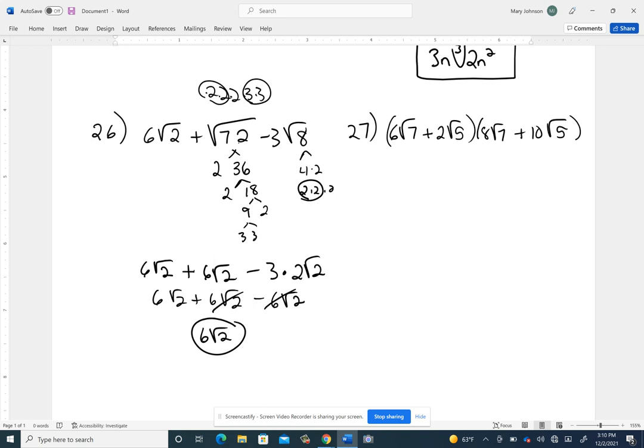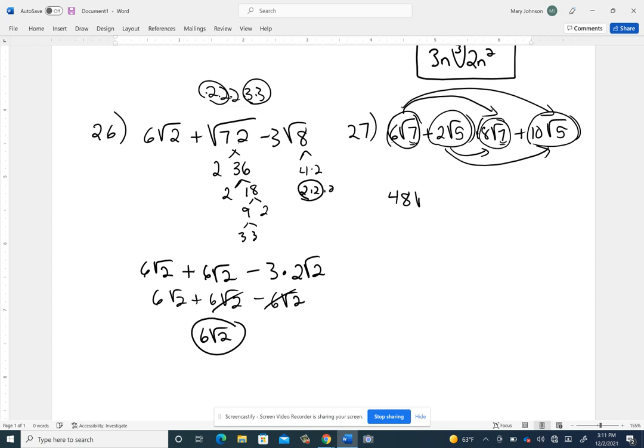All right, on 27, we're multiplying these, and they're binomials. So here you're taking 6 square root of 7 times 8 square root of 7, and then you're distributing to the 10 square root of 5. Then you're going to come back and do this to both. What we talked about is when you're multiplying, the stuff that's in front of the radical gets multiplied together, so that'd be 48, and the stuff that's underneath the radical gets multiplied back together underneath it. So the first two would be 48 square root of 49. Then here we would get plus 60 square root of 35.